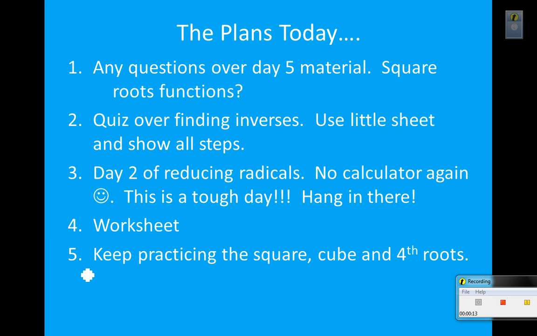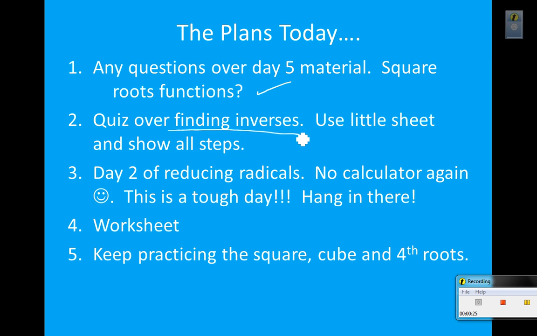Here's our plans for the day. If I were there, I'd answer any questions over that material, but since I'm not, we'll have to hang on to those. We will quiz you here in just a couple of minutes on how to find the inverses. I will review a couple of those with you on this video, and then my sub can hit pause during the quiz, and then once we hit play again, the video will just pick back up.